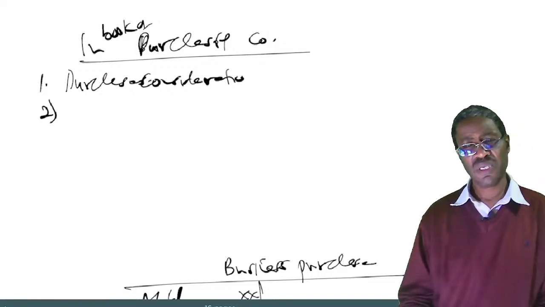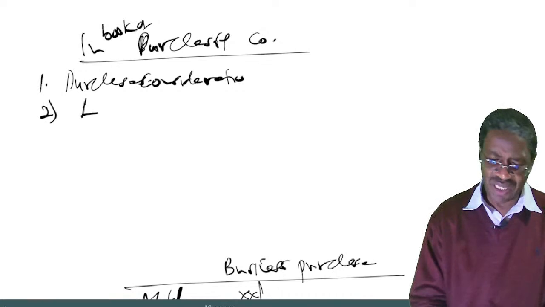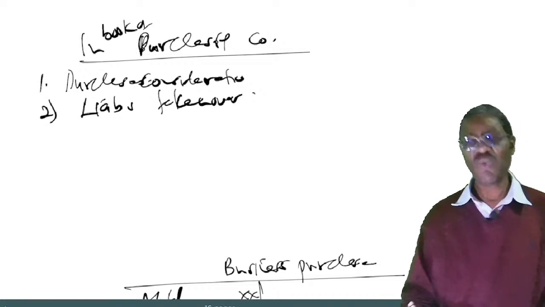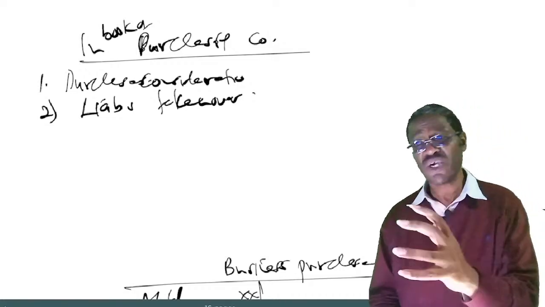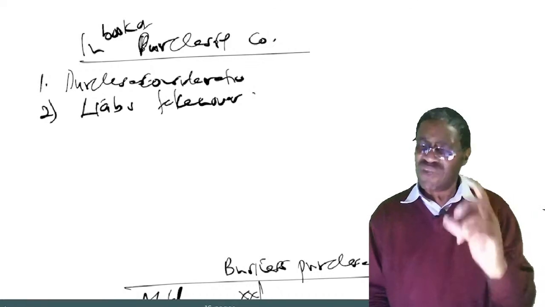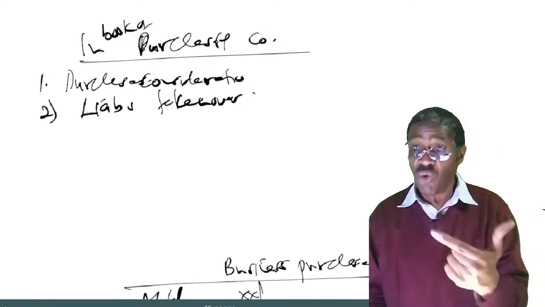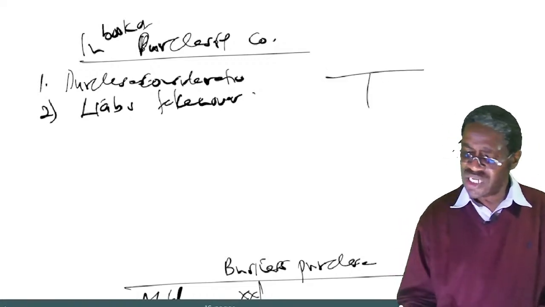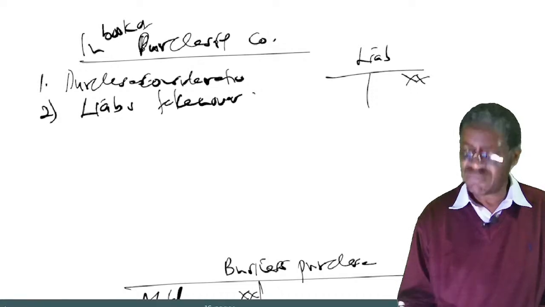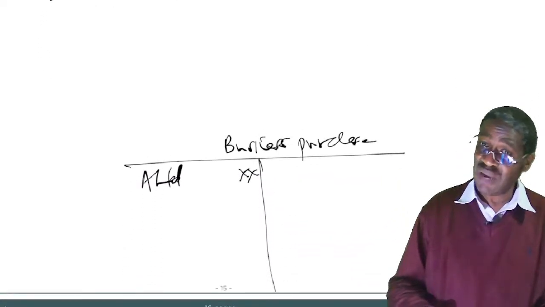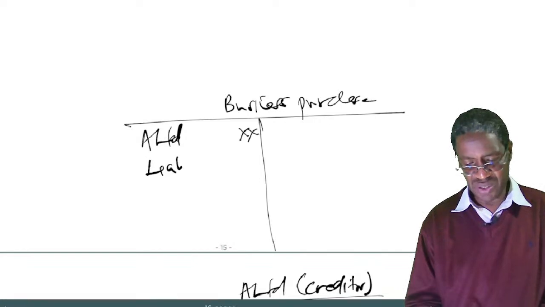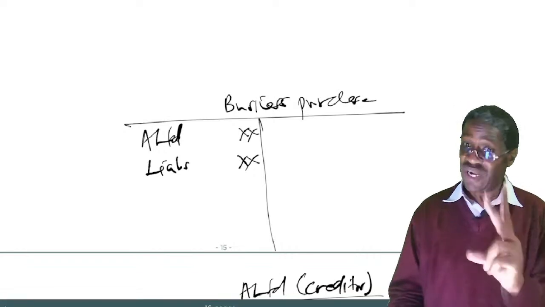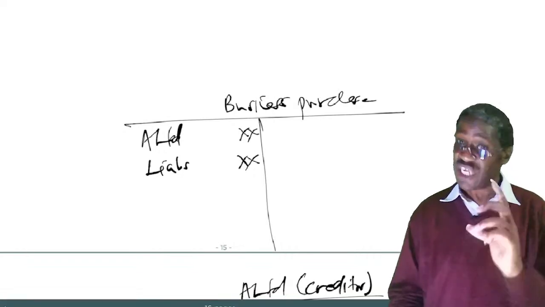Number two, with liabilities that you as company B are taking over. What liabilities of company A did you take over, you B Limited? Whichever liabilities you took over become your own liabilities. So you will go and credit those liabilities, since we know liabilities are always a credit balance, and you debit business purchase. That is with the liabilities taken over. That's our entry number two.